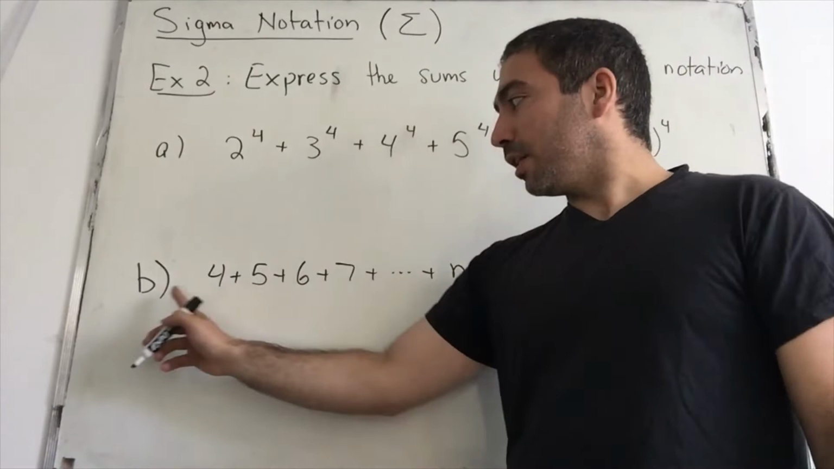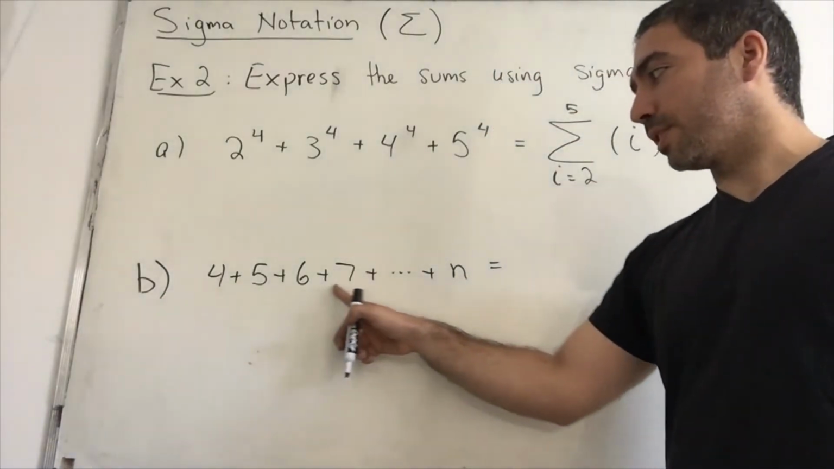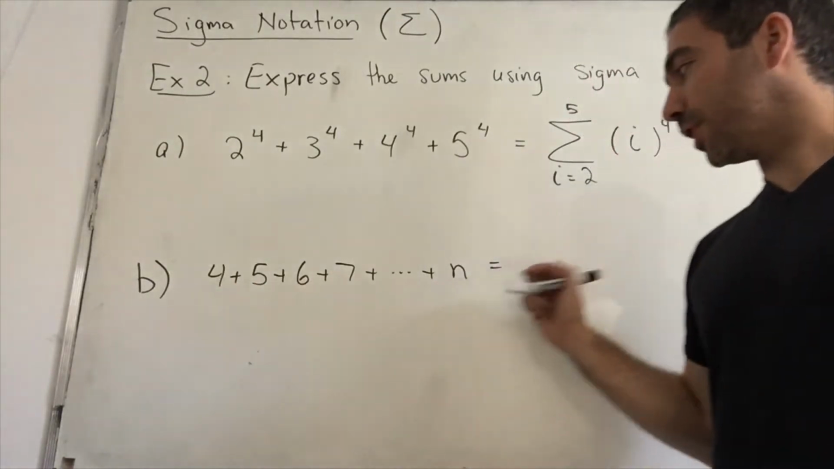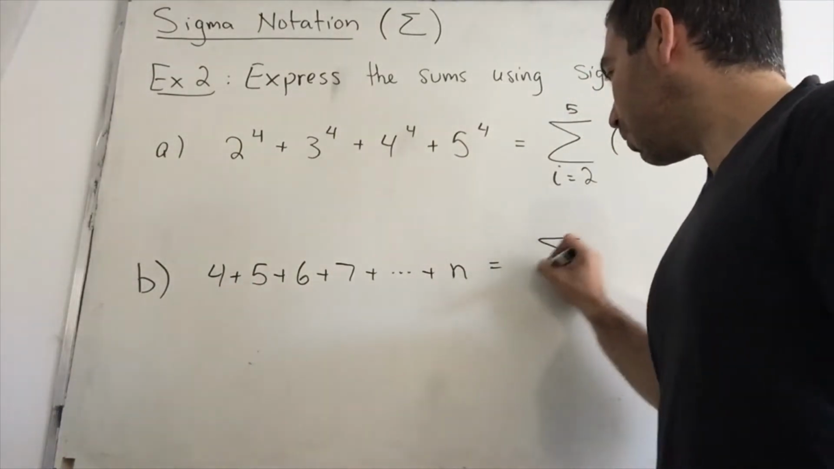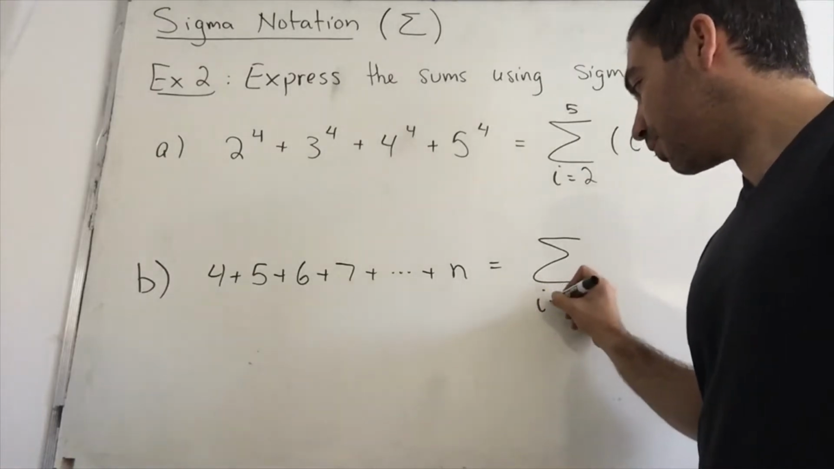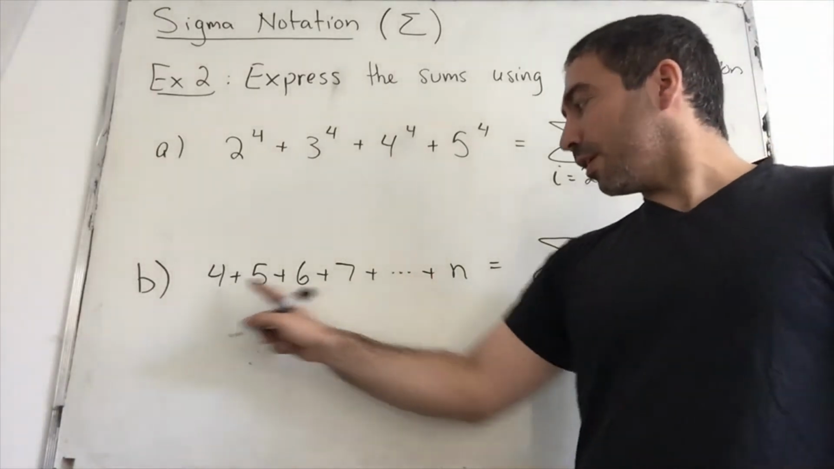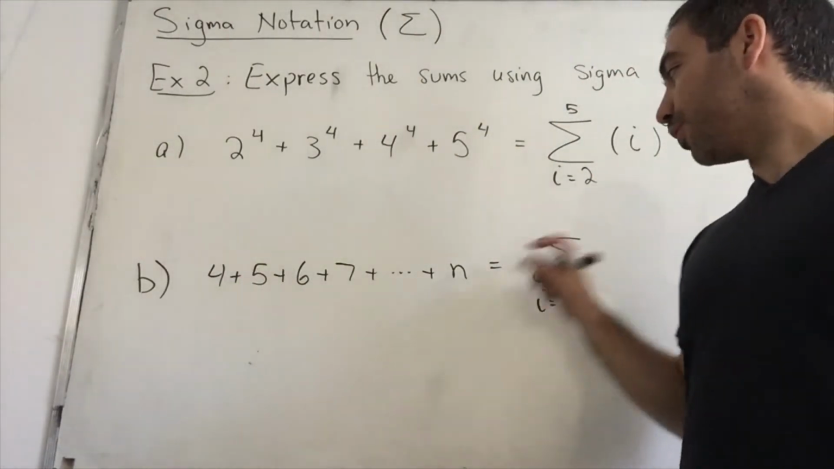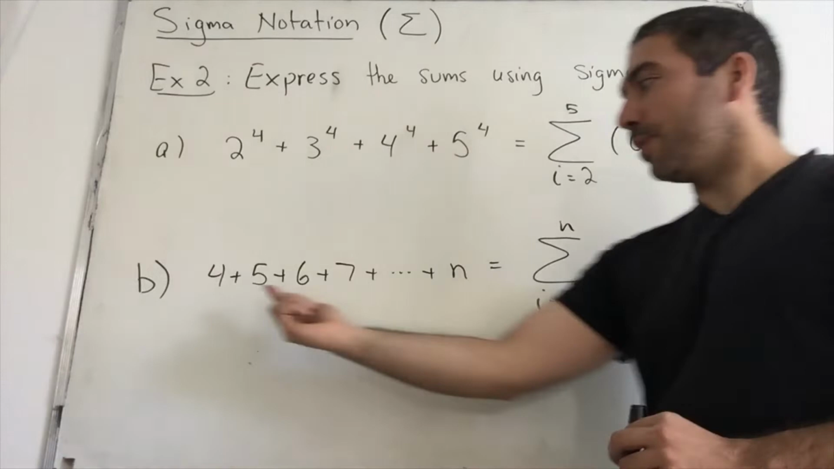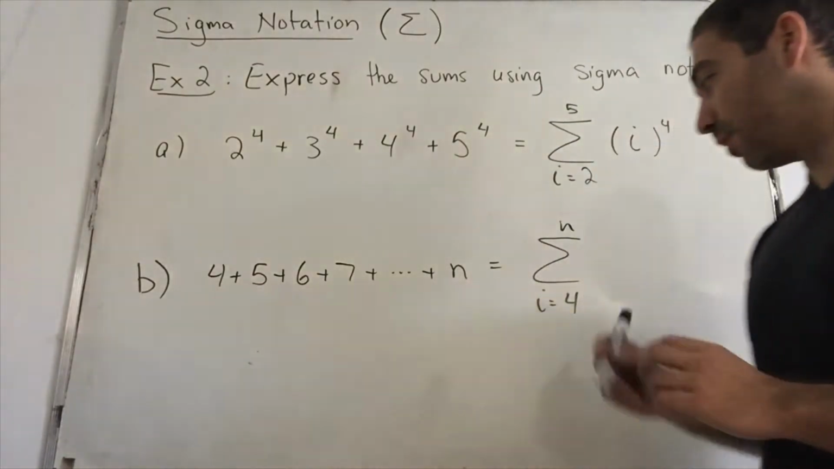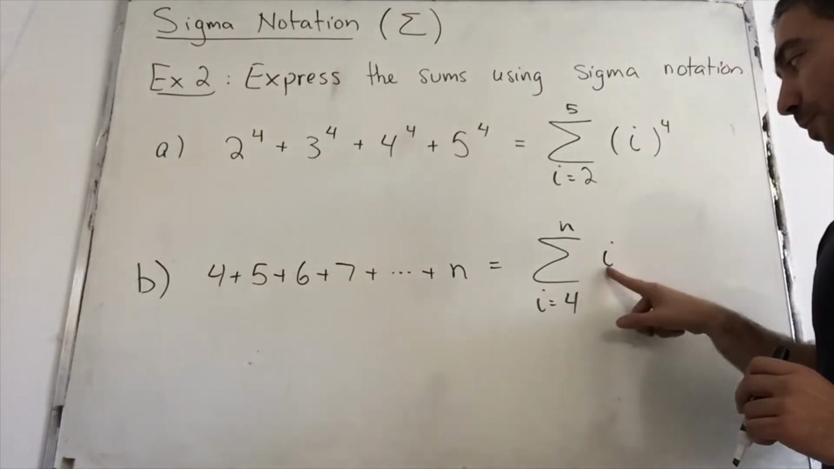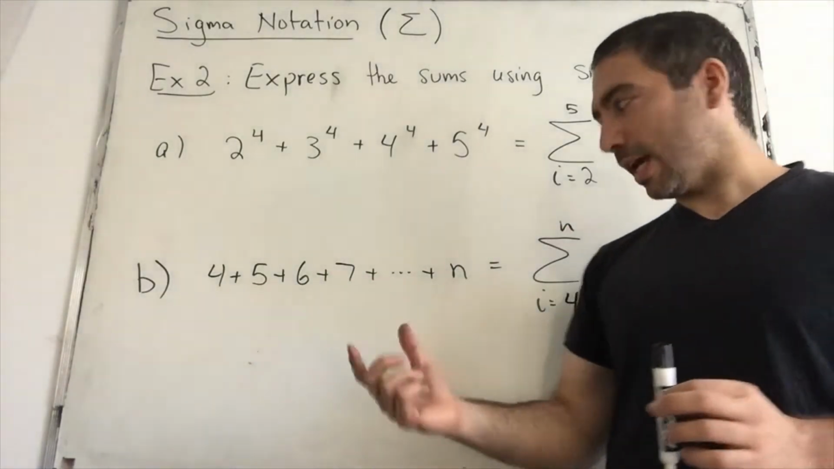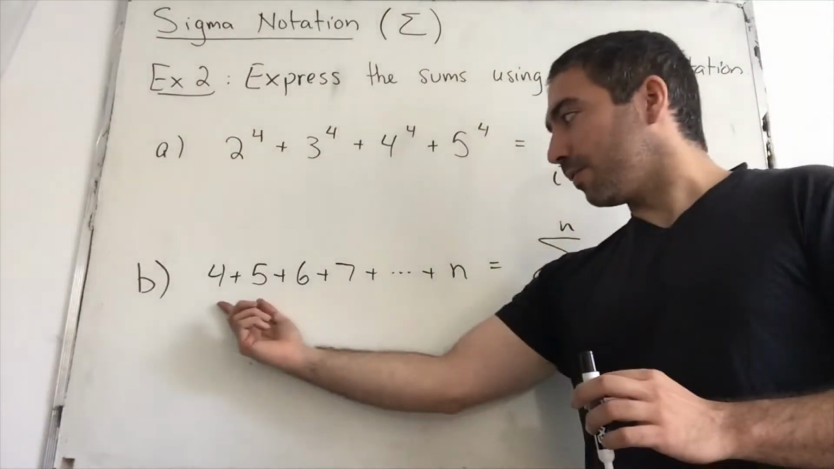So another thing here, if we look at B, we have 4 plus 5 plus 6 plus 7 all the way to n. It's going up by 1. It's starting at 4 and it finishes at n. So we could express this as a sum using the index I starting at 4. So I'm going to start at 4 and finish at n. Okay, and we know that it's going up by 1. So that's perfect. I'm just going to use I. Because the first term is going to be 4, the next one's going to be 5 plus 6 plus 7 all the way to my last term n. And we're done. This is the sigma notation for this form.